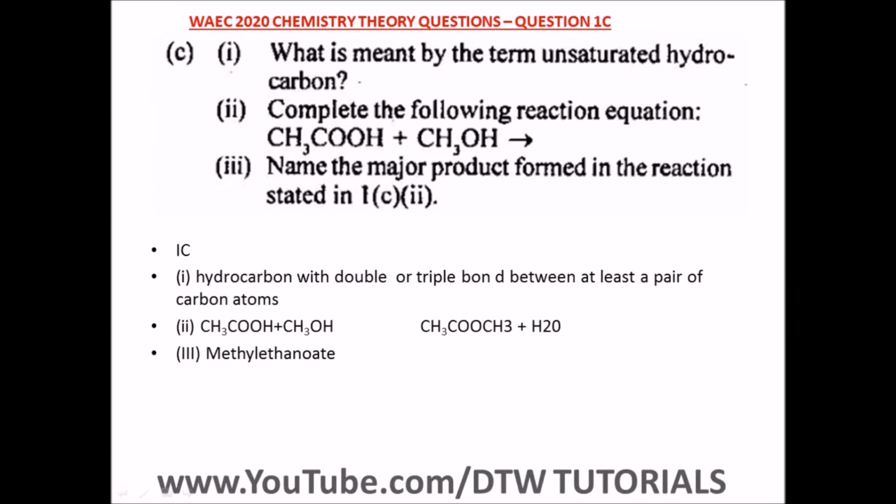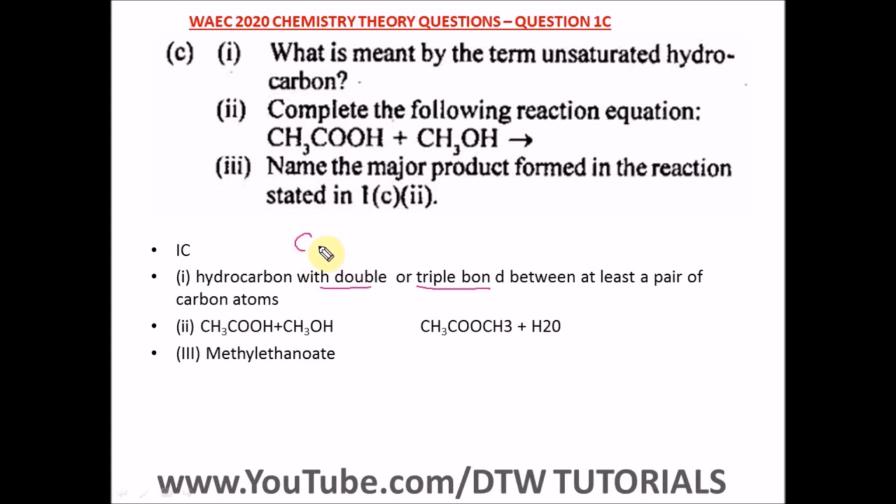Question 1C. What is meant by the term unsaturated hydrocarbon? Okay, we explained that in 1B already. We said that unsaturated hydrocarbons, an example is ethyne. Okay, they have double and triple bonds. So hydrocarbons are divided into saturated hydrocarbons, unsaturated, and you have your aromatic hydrocarbons, that's the benzene family. Okay, your unsaturated hydrocarbons, they have double or triple bonds between their carbon atoms.